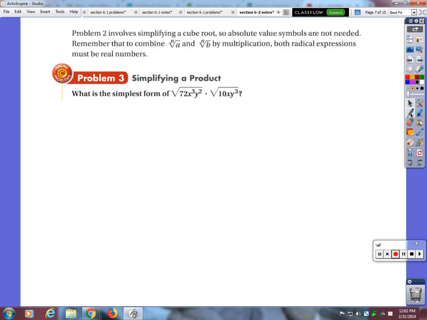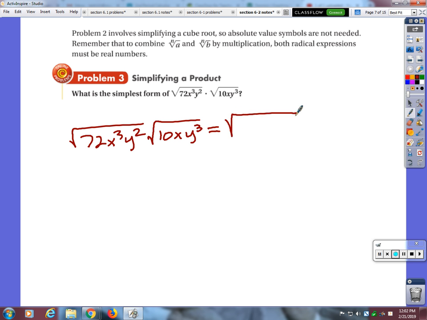Time's up. All right, so now let's put those two ideas together. Let's start with the square root of 72 x cubed y squared times the square root of 10 x y cubed, okay? To simplify those things, since the roots are the same, we can multiply them together. This is a square root, and this is a square root. That was the first thing that we talked about, so I can multiply those together. So 72 times 10 is 720.